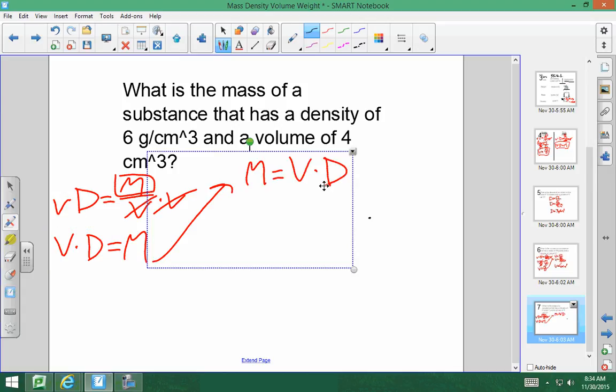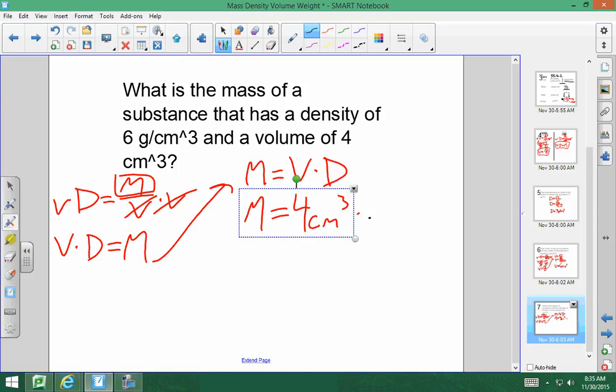Now that we have our equation, we can just plug and chug. We can just throw the values from our problem into our equation. We're solving for mass, so mass will be a variable still, equals volume. Our volume is 4 centimeters cubed, and our density is 6 grams per centimeter cubed. So after our calculation, we should get a mass of 24 grams.